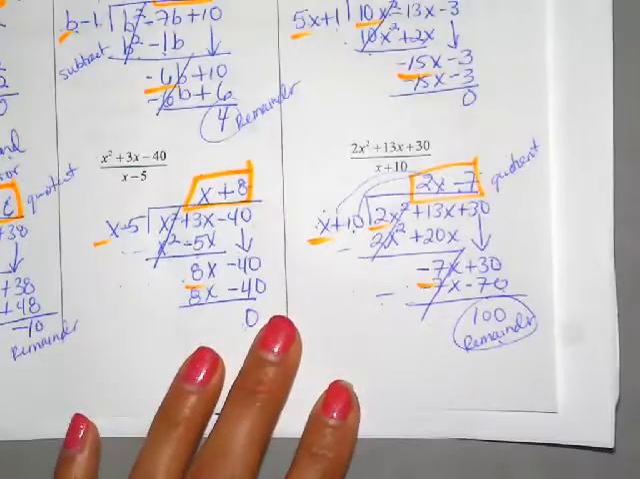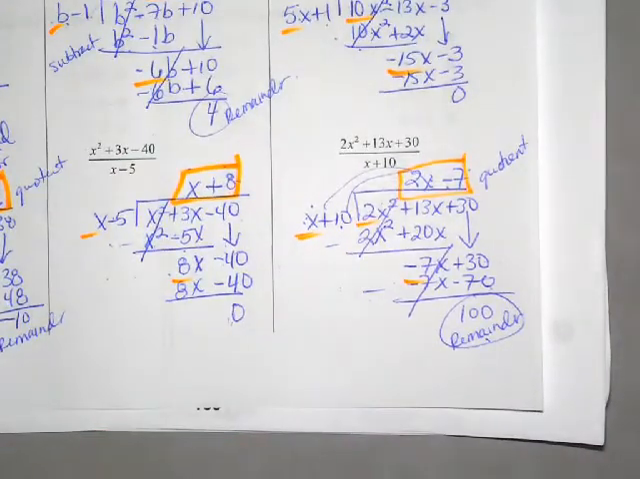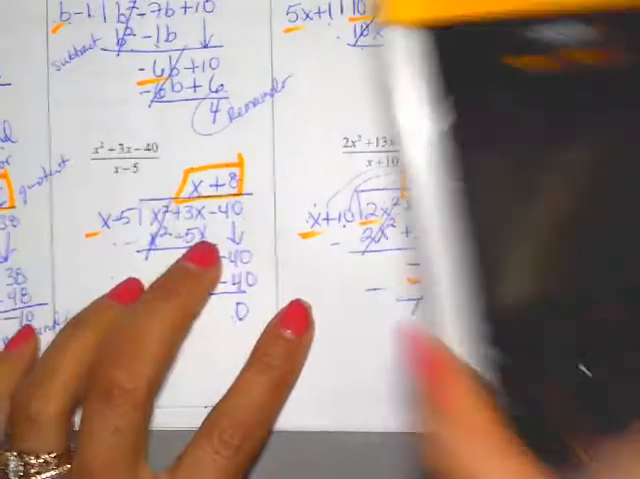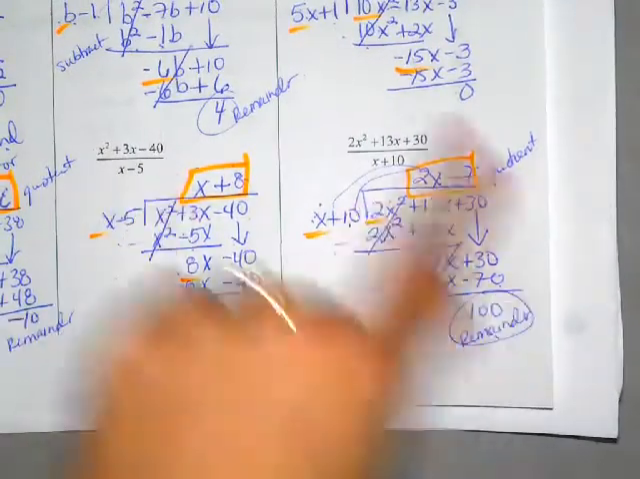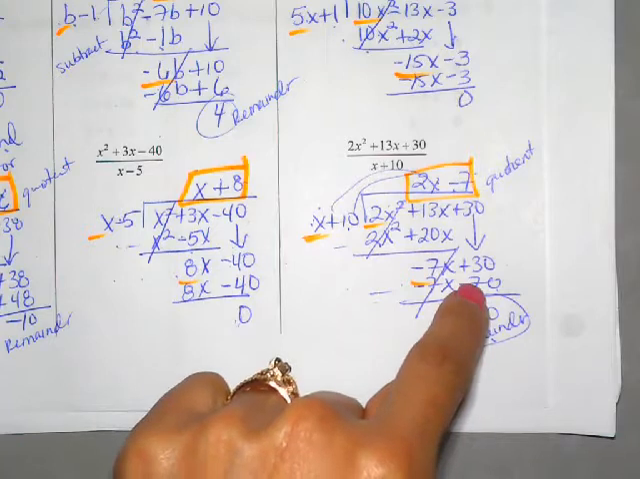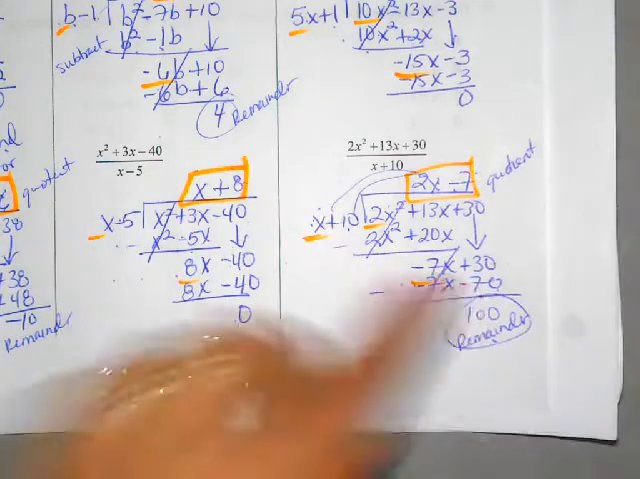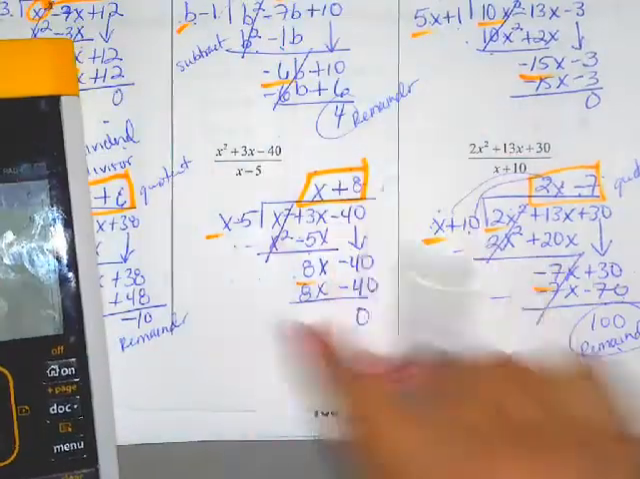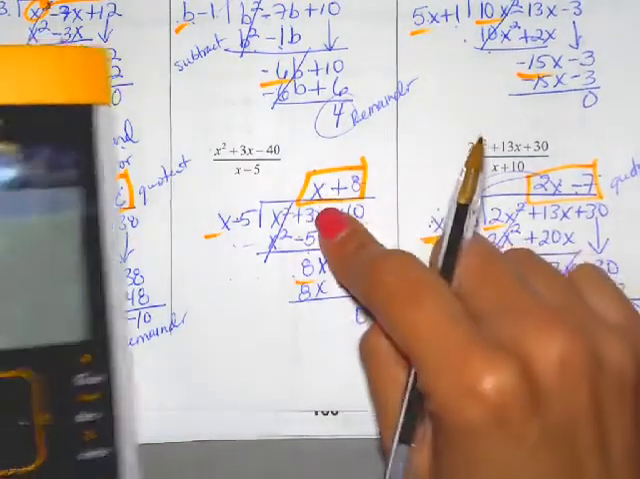Alright, let me show you real quick how to check your answer. I have only figured out how to check your answer if there's no remainder. So I don't know how to check this one yet in the calculator. But I do know how to check this one. If your remainder is 0, this one we can check.